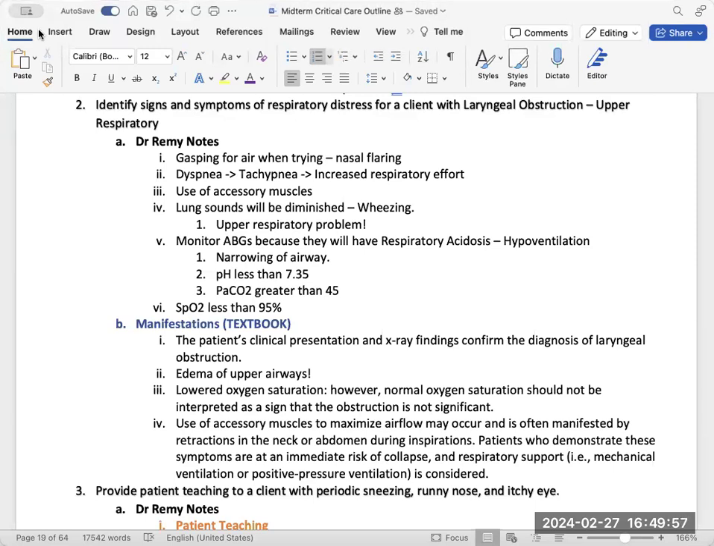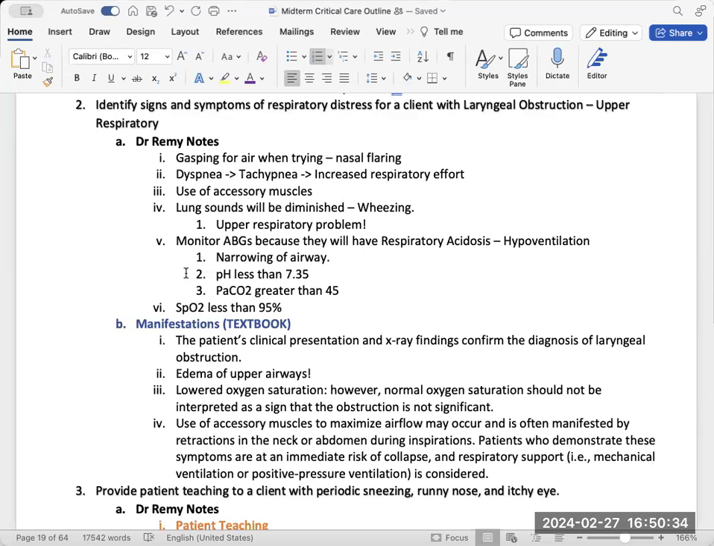Gasp for air. Exactly. What else? Stridor. Mm-hmm. Using the accessory muscles of the neck, the shoulder. Yep. What else? Becoming confused and loss of consciousness. They could definitely be confused, right? Nasal flaring, yeah, I was waiting for that one. Yeah, those are all really, really good, right?